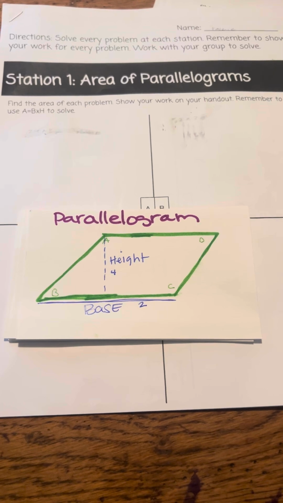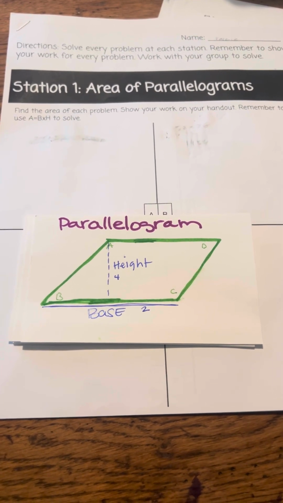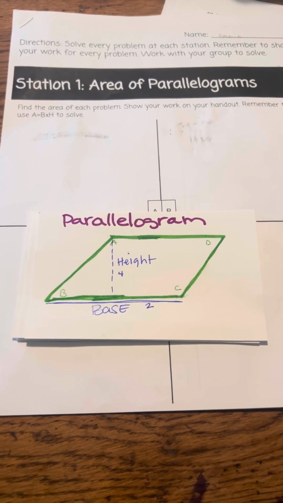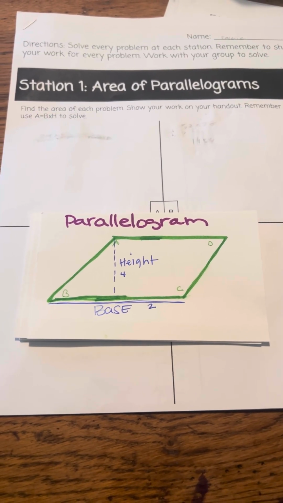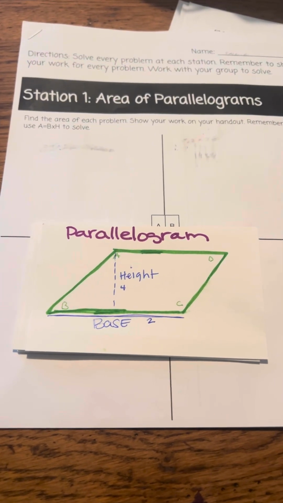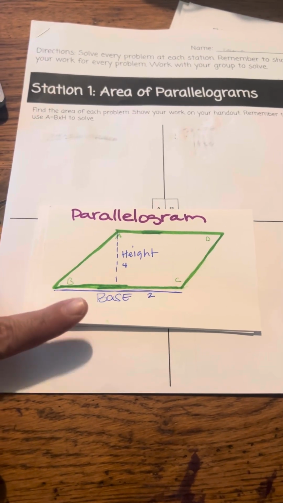The objective of this mini lesson is learning the area of the parallelogram: to understand that the area is found by multiplying the base and the height, using the formula area equals base times height. The materials would be this worksheet that we have here and flashcards.